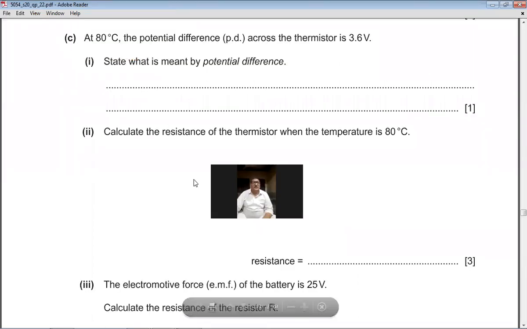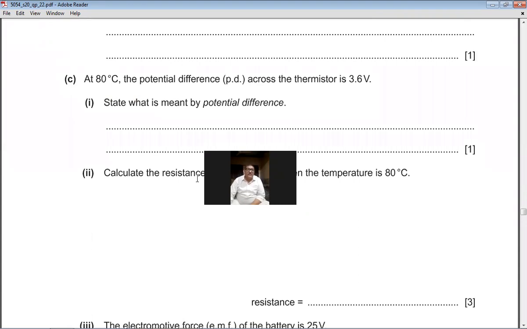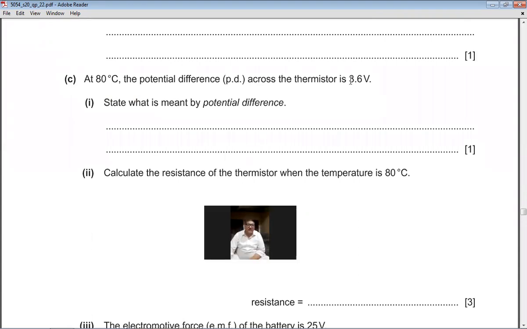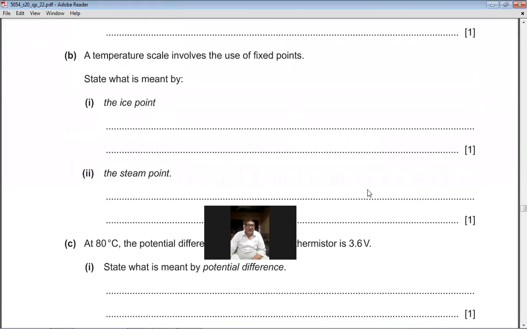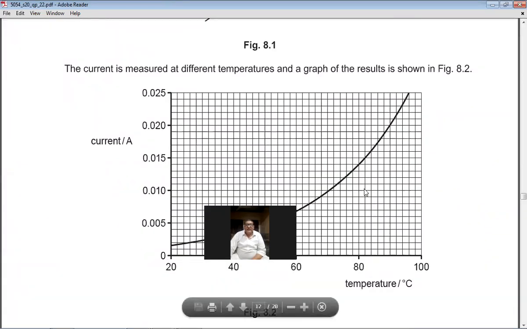The next question is: calculate the resistance of the thermistor when the temperature is 80 degrees centigrade. I know the potential difference across the thermistor is 3.6 volt. And from the graph which was given at the start of the question, at 80 degrees centigrade, I can check how much current is flowing. Let's go back to that diagram. So here, when the temperature is 80, check what the reading of the current is.